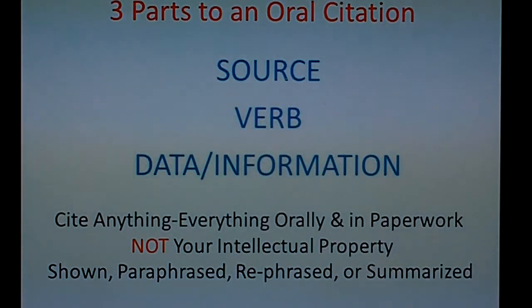There are 3 parts to an oral citation. Let's get into the meat of what I want to explain to you so that you know how to create an oral citation. There needs to be the source of the information, a verb, and then the data or the information. You should be citing anything and everything that is not your intellectual property.